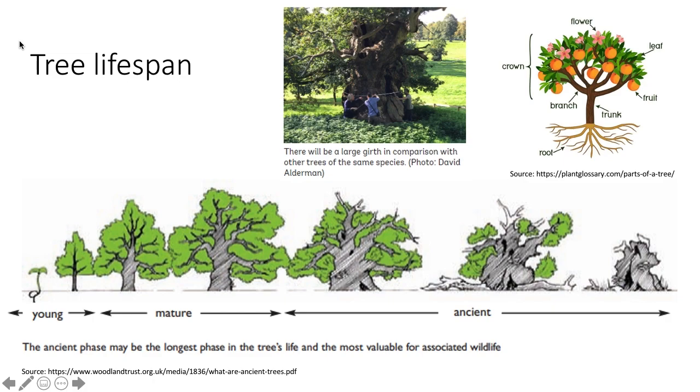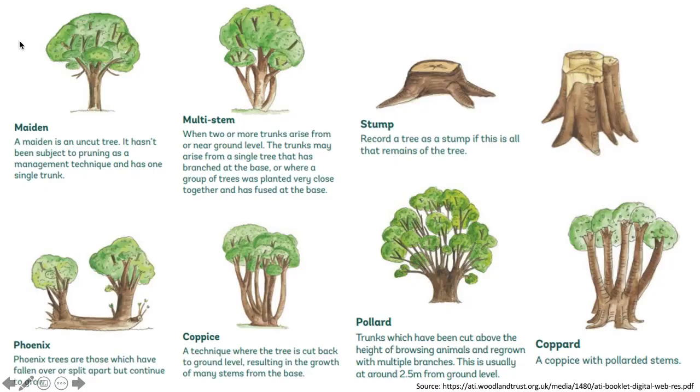So let's look at tree form. We've got a few different forms of tree, and this can result in differently looking ancient and veteran and notable trees. So they come in a wide variety of shapes, and let's just talk through what we're looking at on the slide. So top left, we've got a maiden tree.